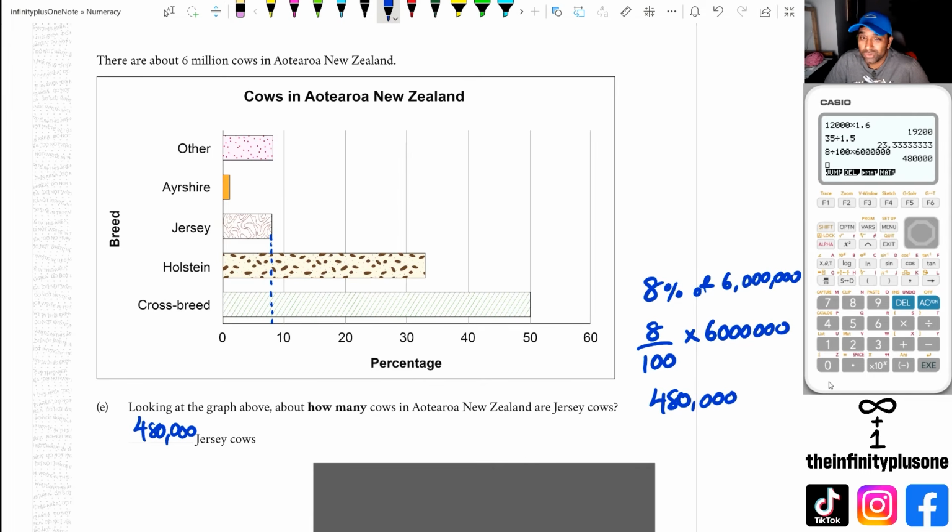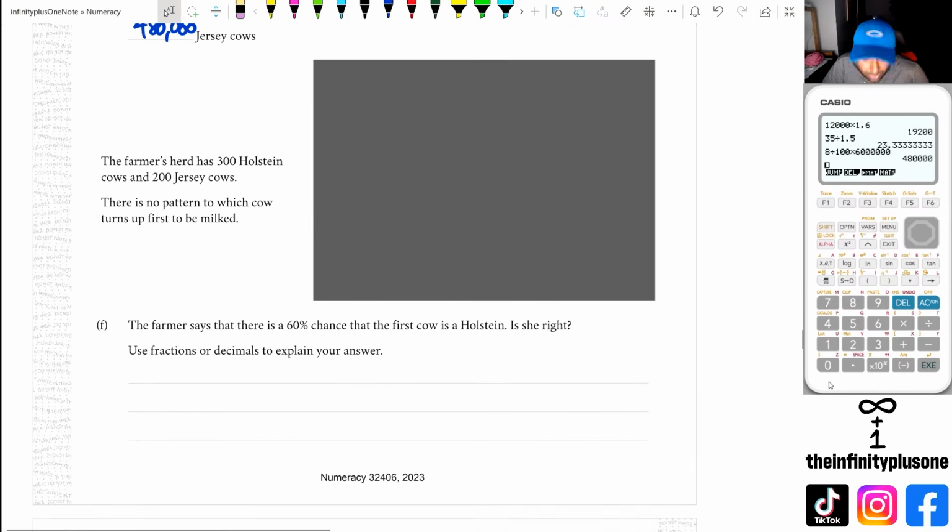But what you can't do is write percentage answers. So you can't say 8%. You have to work out what that 8% is. Cool. Let's go to question F.